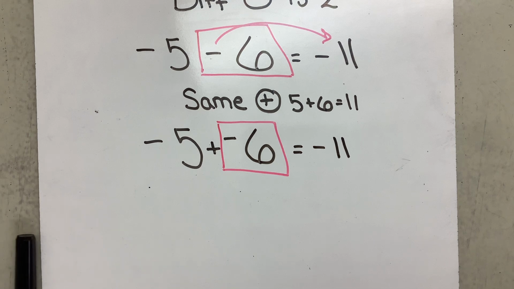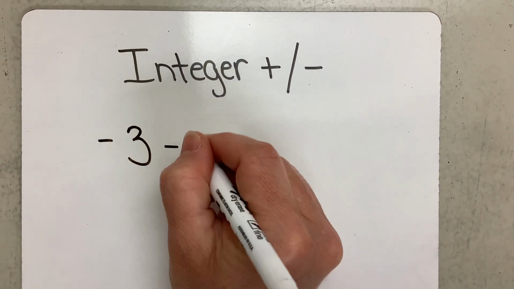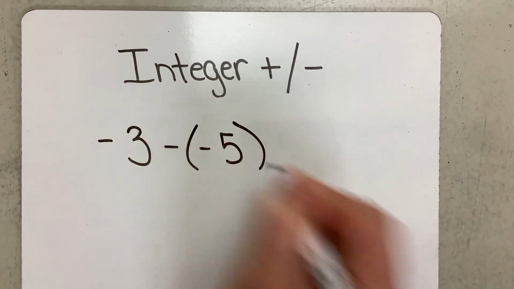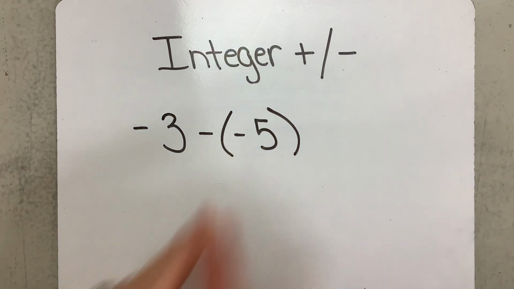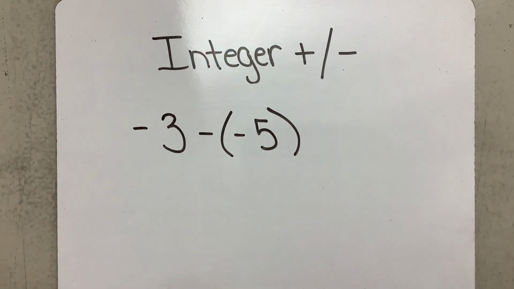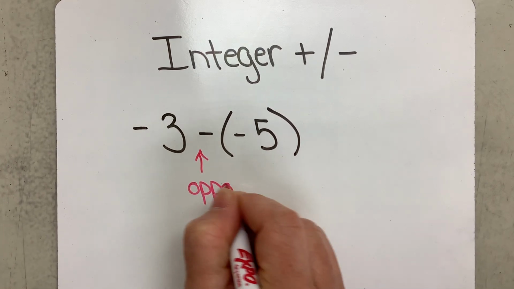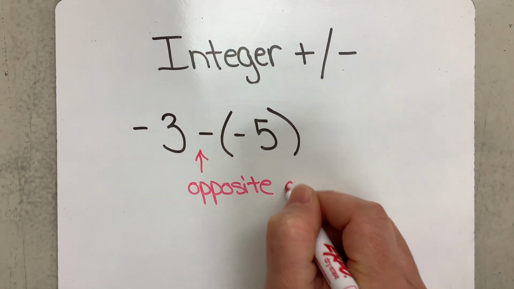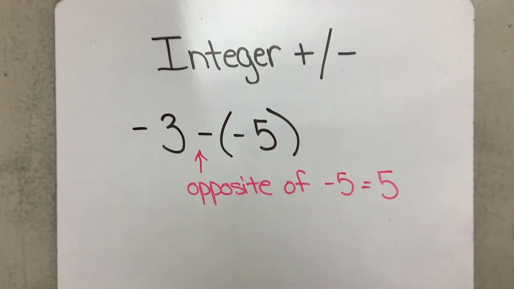Another type you might see is negative 3 minus negative 5. Now, we talked about this one is a little bit different. This is also the key to our multiplication. This says in words, we want the opposite of negative 5. Well, the opposite of negative 5 is a positive 5.